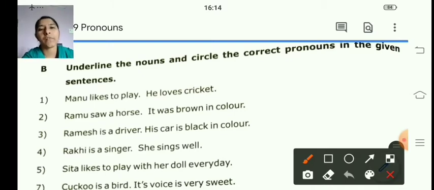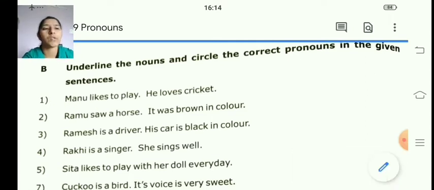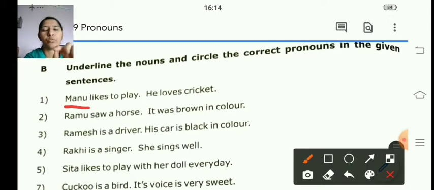So the first one, Manu likes to play. So underline Manu. Manu is a noun. We are underlining. He loves cricket. So it is he you are going to circle because it is a pronoun. Instead of the name Manu, we are using he.